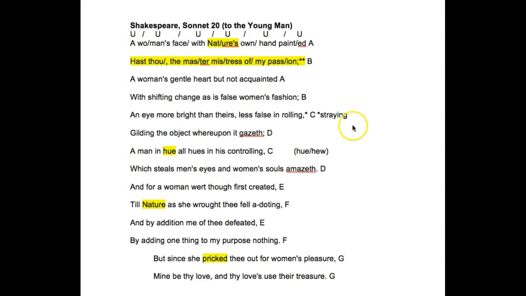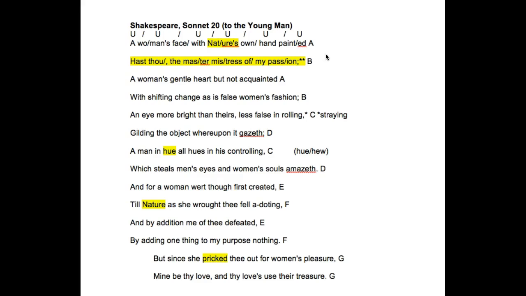I'm going to read through the sonnet, and then we'll break it down stanza by stanza. A woman's face with nature's own hand painted hast thou, the master mistress of my passion. A woman's gentle heart, but not acquainted with shifting change as is false woman's fashion. An eye more bright than theirs, less false in rolling, gilding the object whereupon it gazeth. A man in hue, all hues in his controlling, which steals men's eyes and women's souls amazeth.